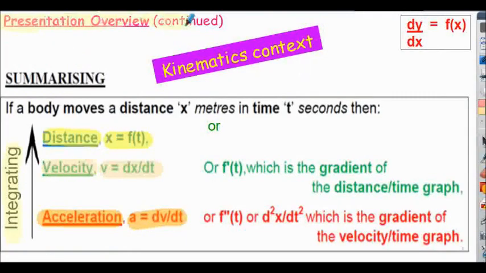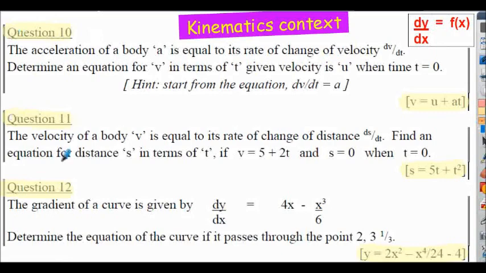Presentation overview continued. The latter part of the presentation primarily relates to a kinematics context, where we consider acceleration, velocity and distance. For your reference, we've reviewed these relationships in a previous presentation. Here are questions 10, 11 and 12 related to the kinematics context. They're essentially descriptive questions, but the overall solution sequence is the same as those we have reviewed previously.